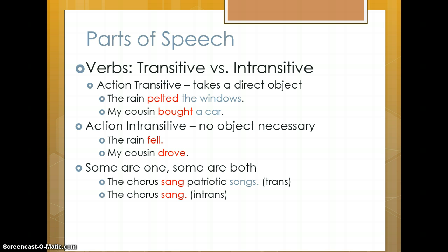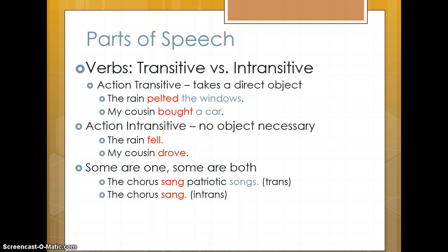without that direct object. If you said the rain pelted or my cousin bought, neither one of those sentences makes a whole lot of sense. You have to pelt onto something. You have to buy something. You can't just say he bought it. It needs that direct object after it. It needs that extra bit of information.